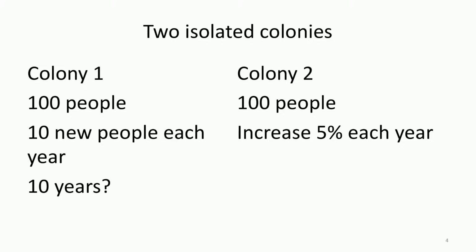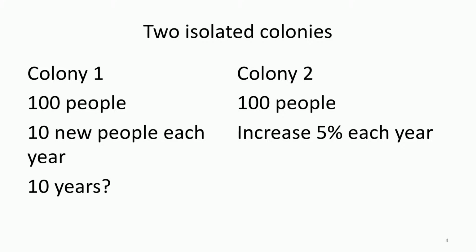All right, let's see how we're doing. I think it's not that hard, or maybe it is hard if you have no idea what to do, but I hope you have an idea. Austin, talk to me about colony number one. How many people are there going to be in 10 years? 200. How did you figure that out? 100 plus 10 times 10.